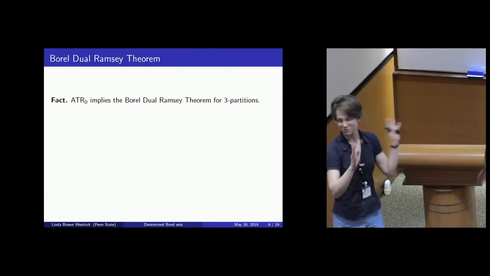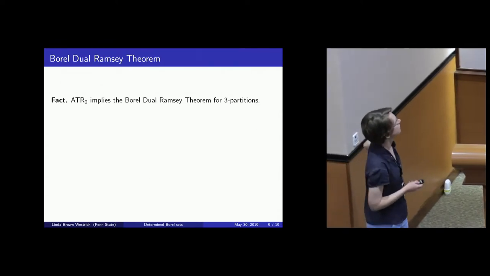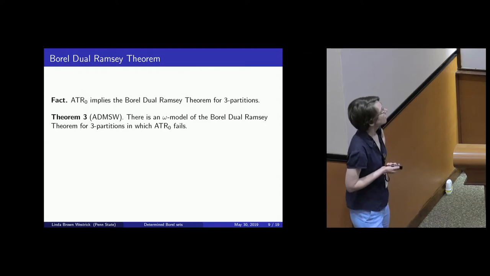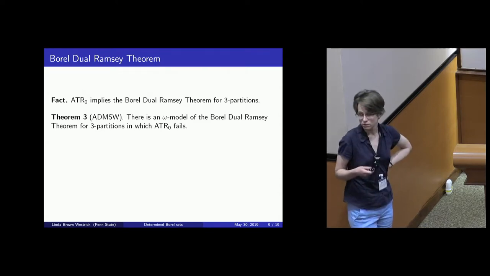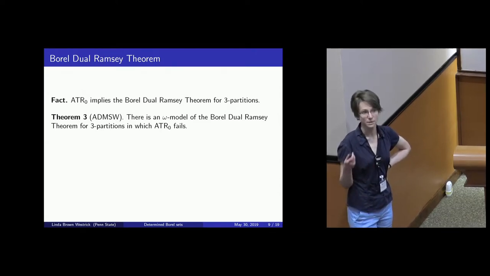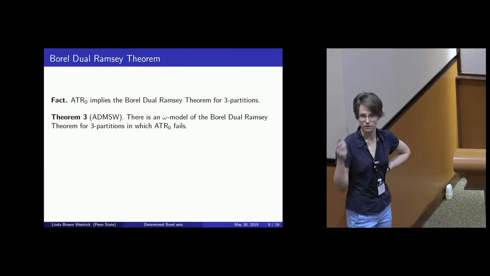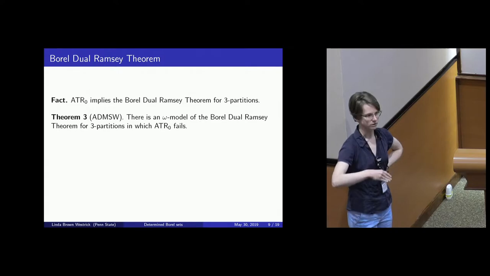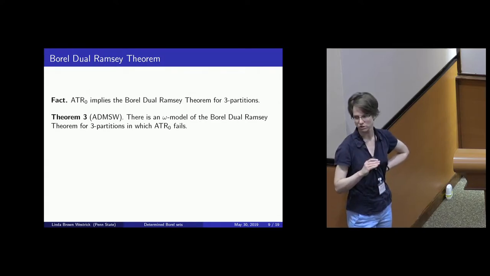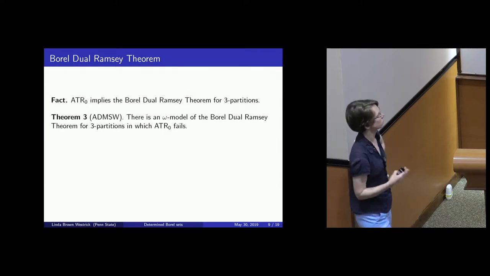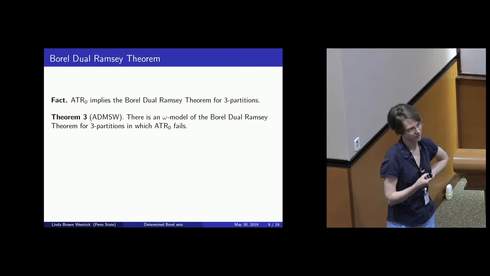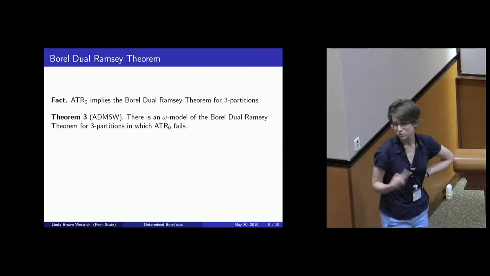Okay, so here's an example of a theorem that involves Borel sets and lies below ATR. In that same paper, we show that the same model that we construct to separate the determined property of Baire from ATR also satisfies the Borel dual Ramsey theorem for three partitions. So the same model also gives a separation between the Borel dual Ramsey theorem for three partitions and ATR. All right, so that's kind of nice.